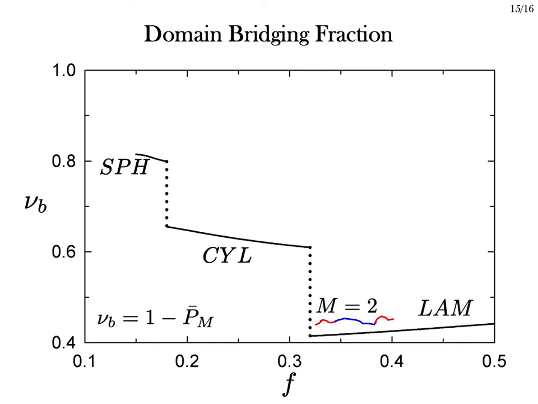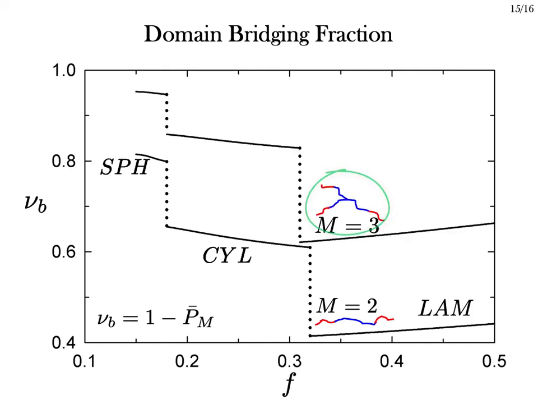We start with a 2-arm star, which is just a linear triblock, and we see the same results we saw earlier. Adding one more arm to make a 3-arm star increases the bridging fraction in spheres from about 80% to about 95%. There's also a substantial increase in the bridging fraction for the other 2 phases.